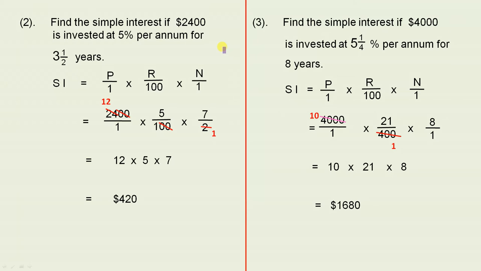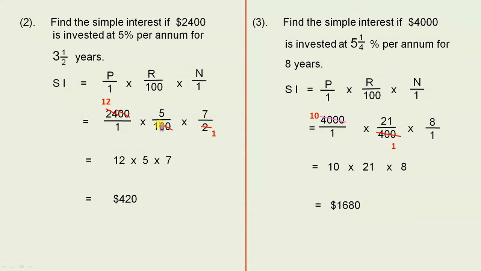Number 2, find the simple interest if $2,400 is invested at 5% per annum for 3.5 years. So there's our formula. So we have 2,400 over 1 by 5 over 100 by 7 over 2. The 3.5, we convert that to an improper fraction, and that's why it's 7 over 2.